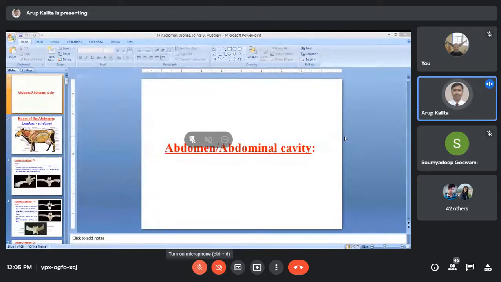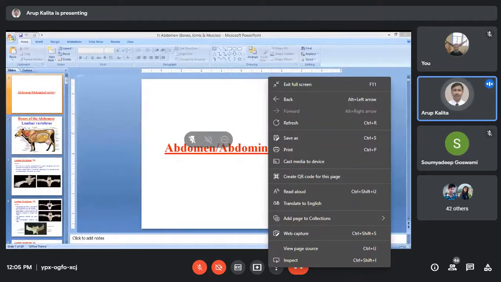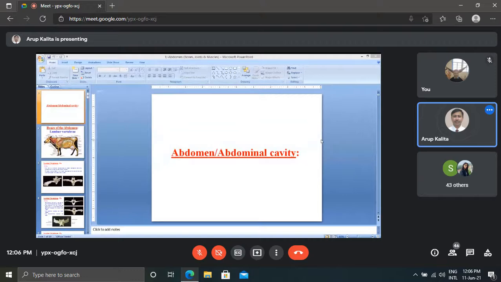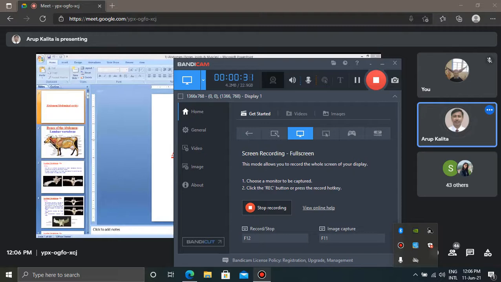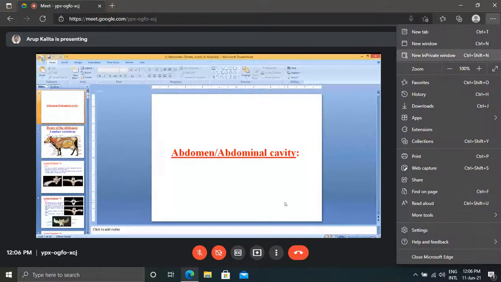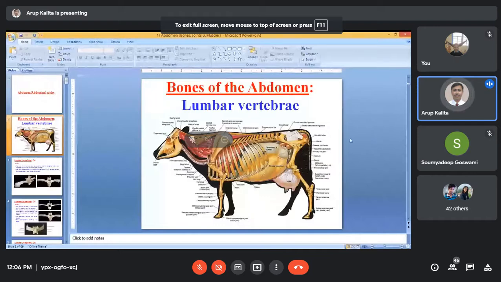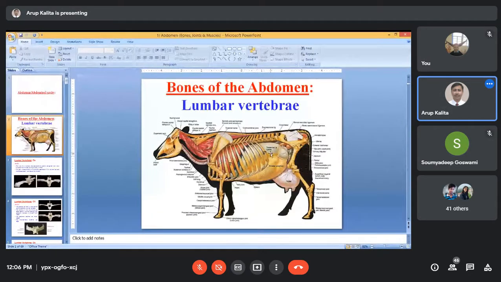Now we have to start the abdomen. The thoracic cavity we have completed, so the next part is the abdomen or abdominal cavity. First we have to study the bones of the abdomen. You see the photograph here. This is the course of the diaphragm. From here up to the pelvic inlet, this whole region is the abdomen. Now what are the bones you are going to get in the abdomen?